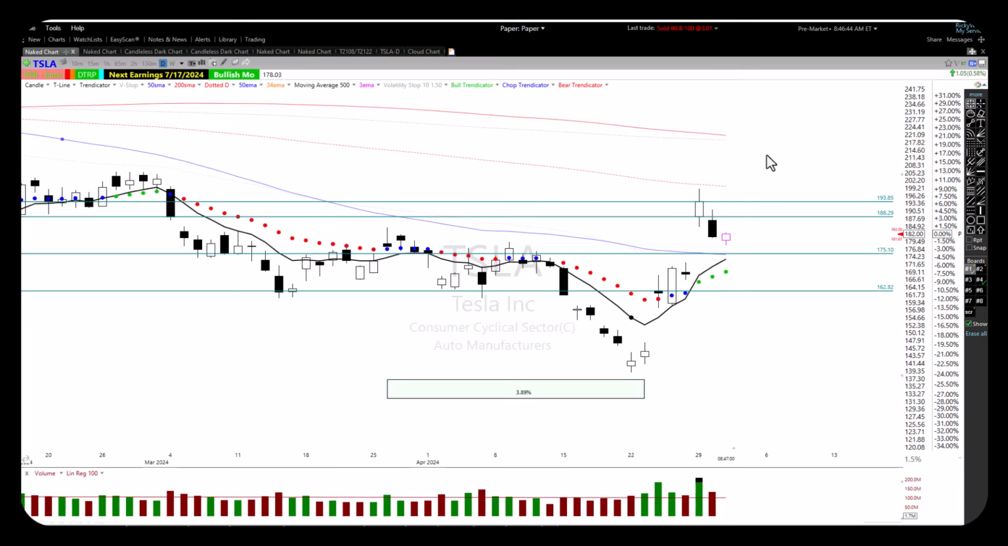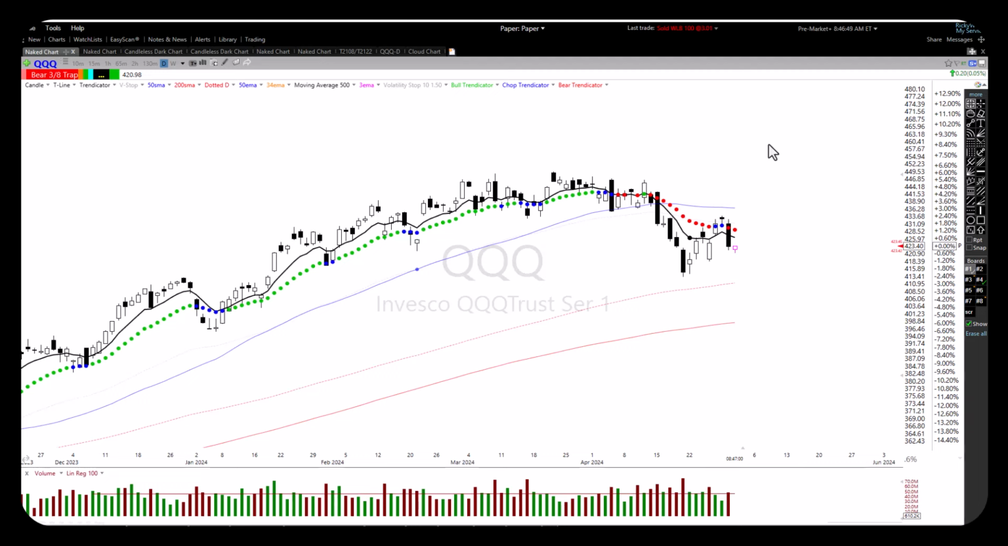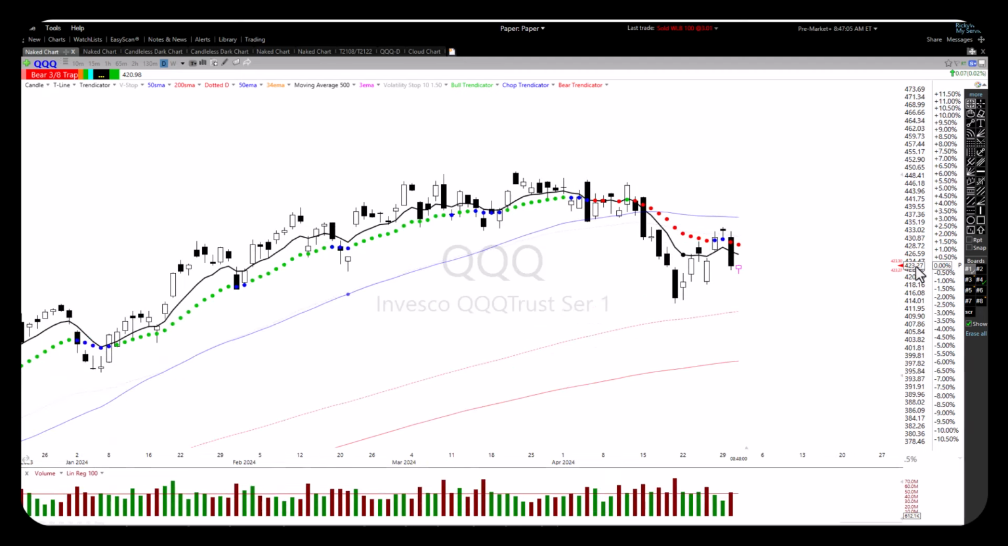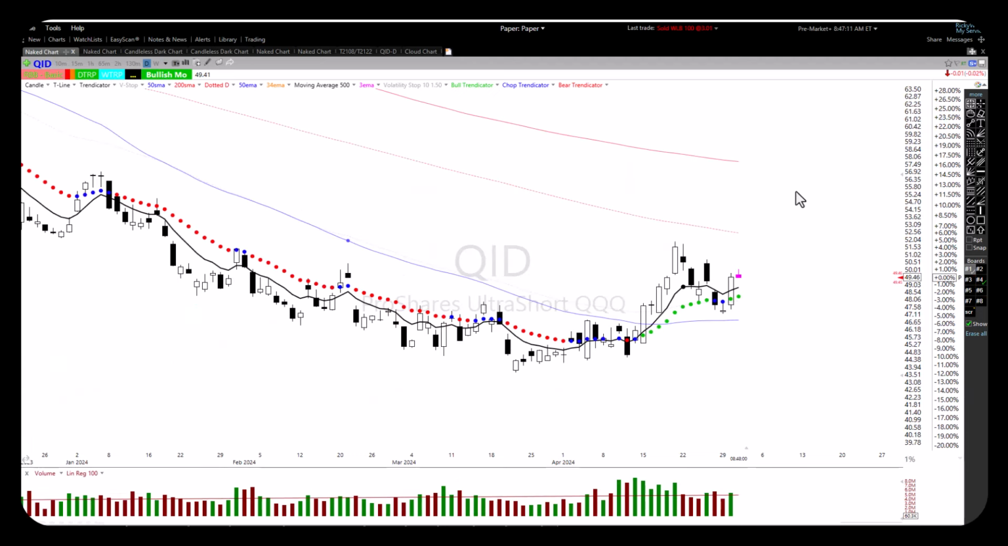All right, let's take a look at the Qs. Overall, the Qs are still bearish here. The trend indicator is down. We're below the 50-period moving average. T-line's below the trend indicator, so that's still short to me. The problem with shorting the Qs is this could be expensive for some folks. So one way to do it is maybe go long QID.